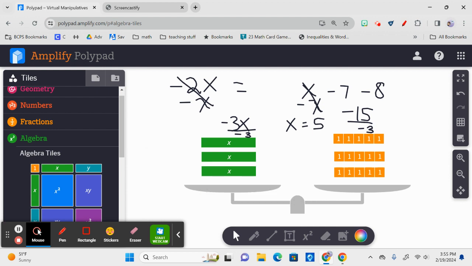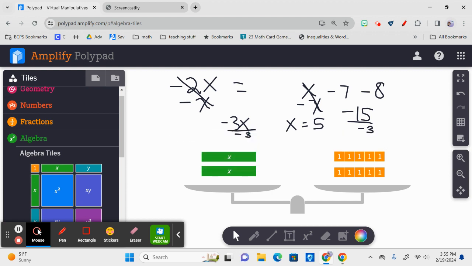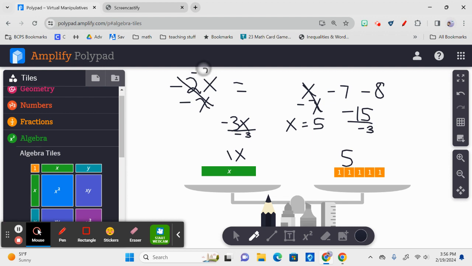So now I can see I've got 3 x's, I've got 15, they're balanced. I can get rid of all of those and keep my balance. I can get rid of all of those and keep my balance. I'm down to just 1x and 5. So x has to be equal to 5 based on my original equation. If I wasn't sure, I could always go back and do negative 2 times 5 equals 5 minus 7 minus 8 and solve it.